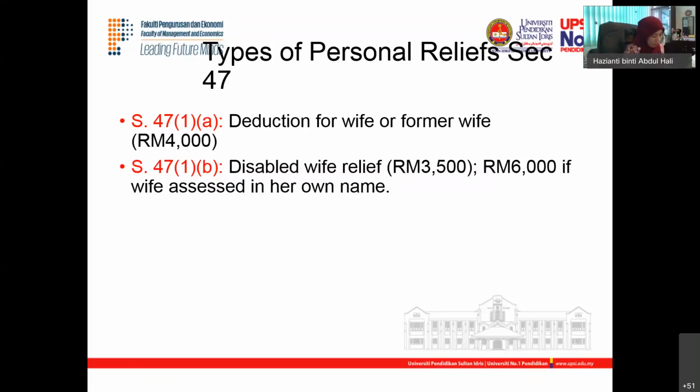Because, wait, let me check. Is that so? 4,000 restricted. Oh no, sorry, restricted. Maximum 4,000. If there are four, do they have to share? Have to share. Maximum 4,000. It is not per wife, if I'm not mistaken. I will double check this one. But if I'm not mistaken, it is maximum 4,000 deduction for one. And for the year of assessment 2020, 2019, 2018, the same, maximum 4,000.